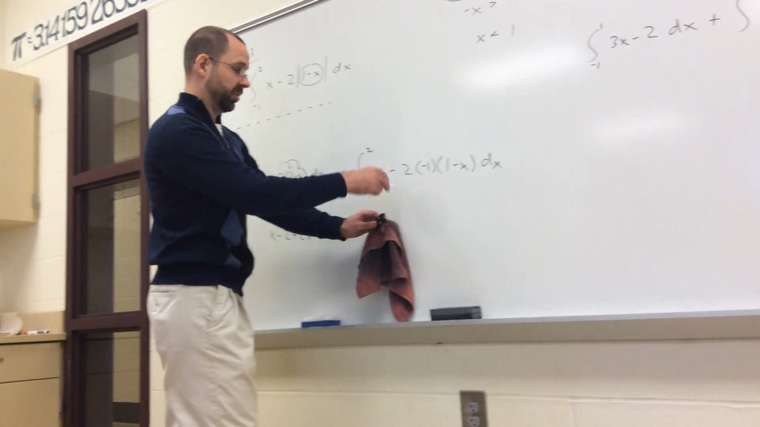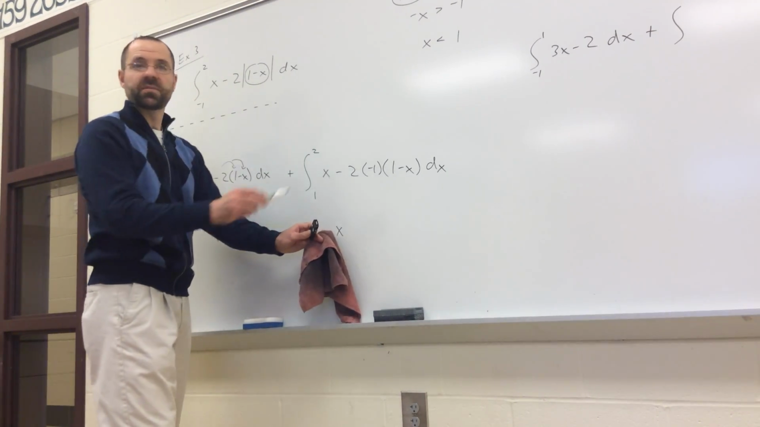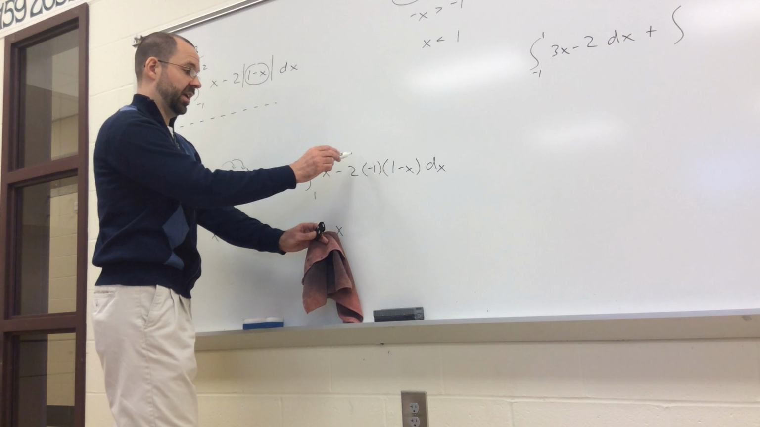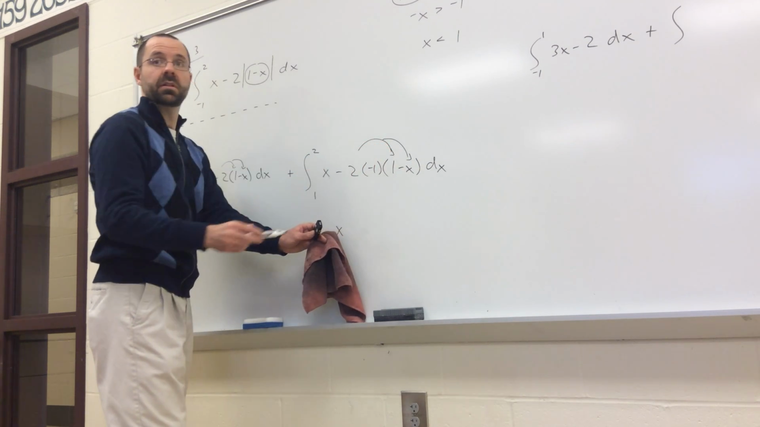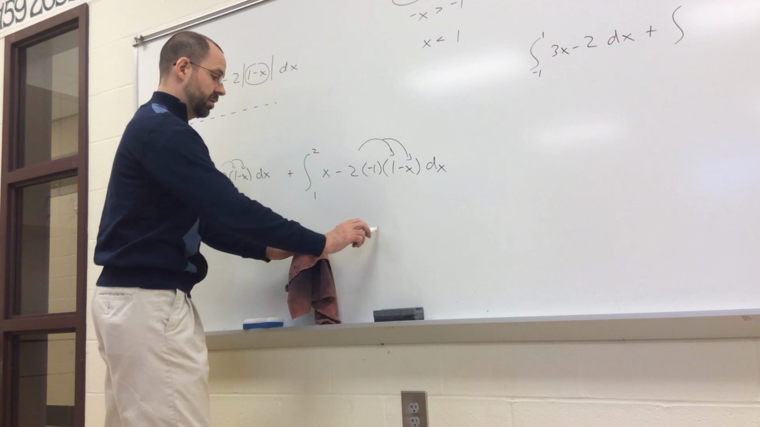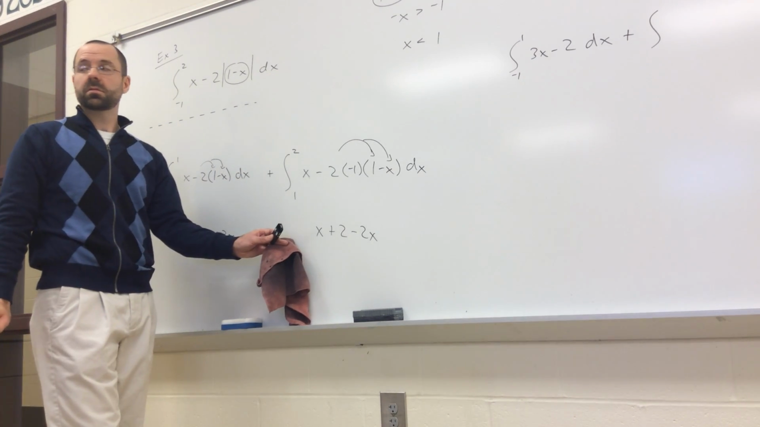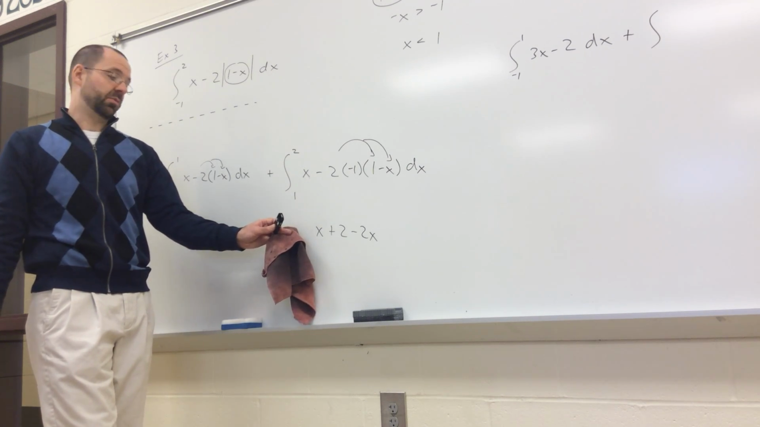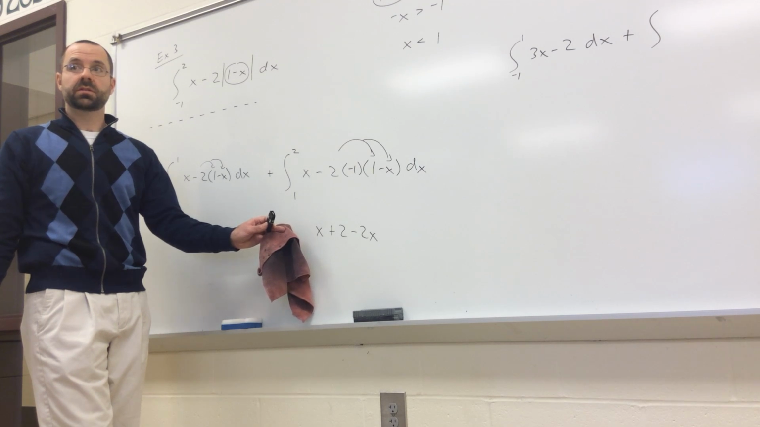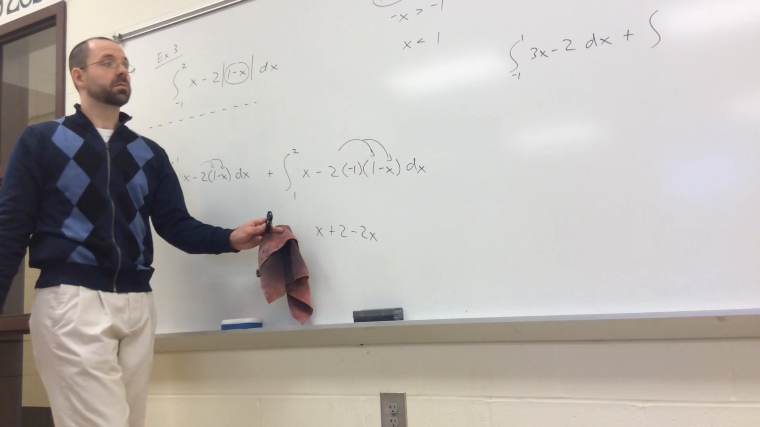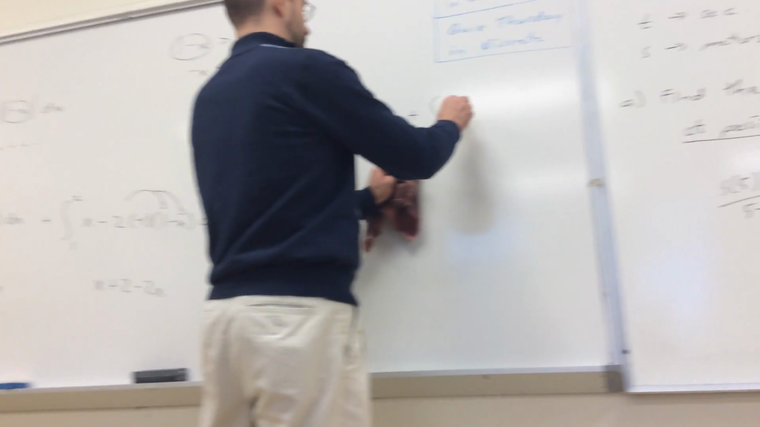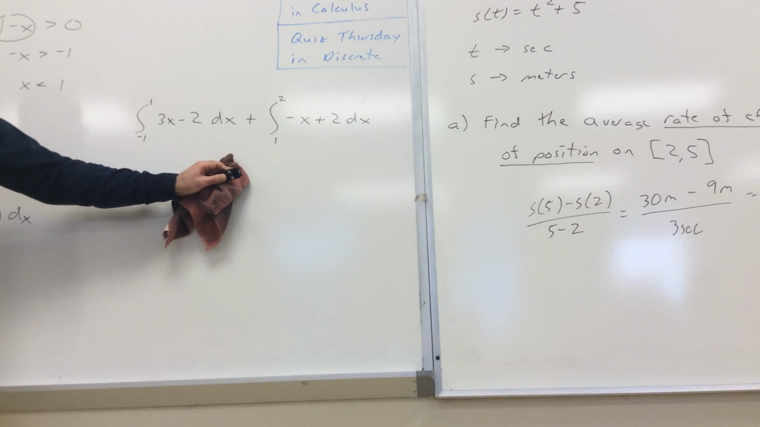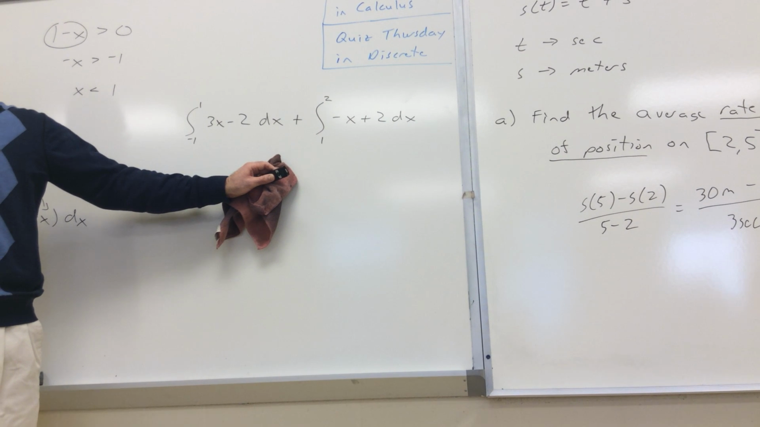Then I'm going to do something similar here. But if I have a -2 times a -1, that's basically +2. So then I can distribute a +2. So that would be -x plus 2. Everybody doing okay?